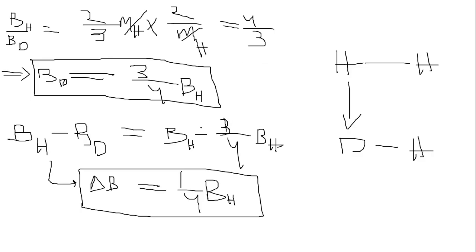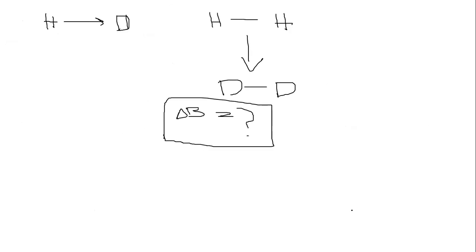In this case, the change was 1 by 4 BH when we changed only one H to D, but when we change both the H to D, then what will be the change in rotational constant? So please solve this. I'll give you a few minutes, then I will solve it. Please calculate and tell me what will be the answer. What will be the change in B when both the hydrogens are replaced by deuteriums?